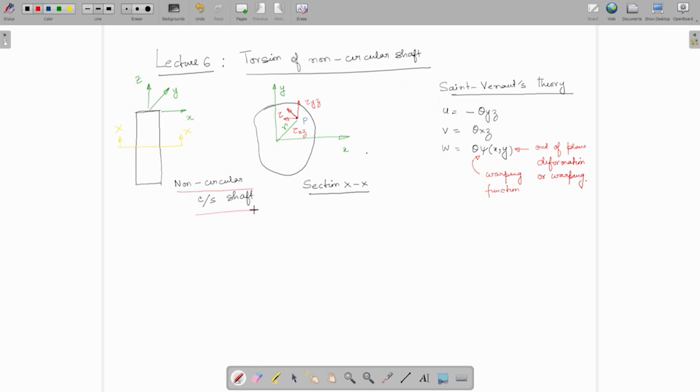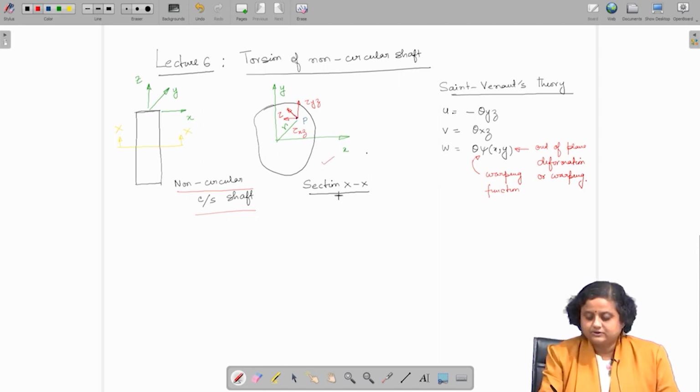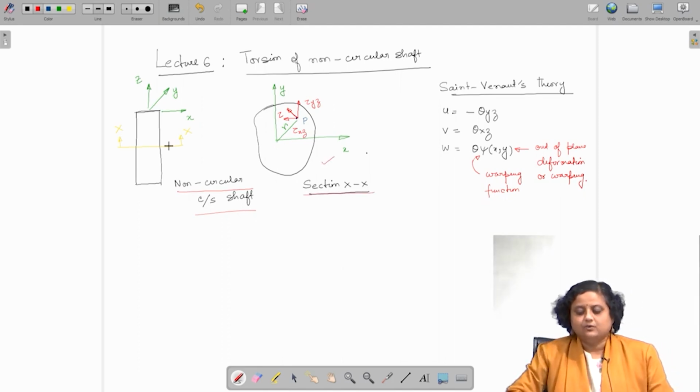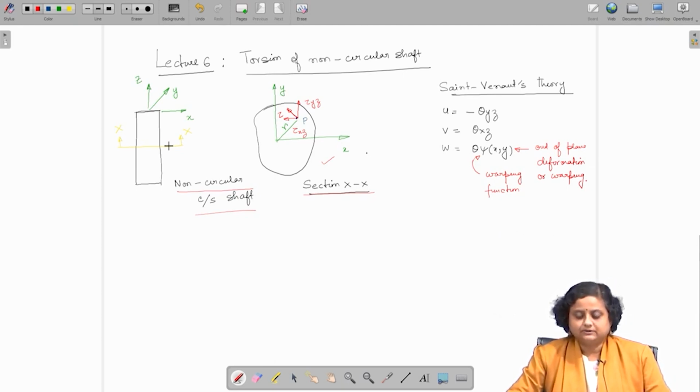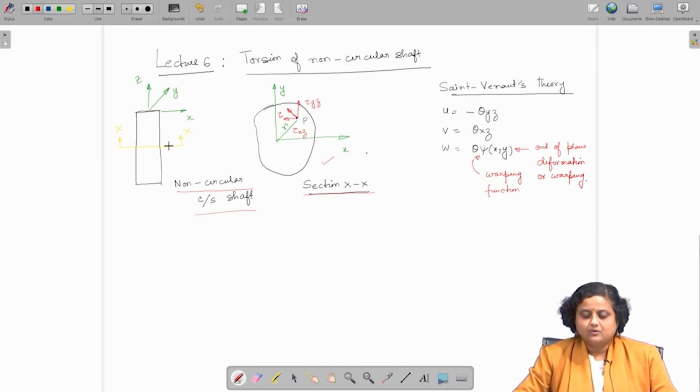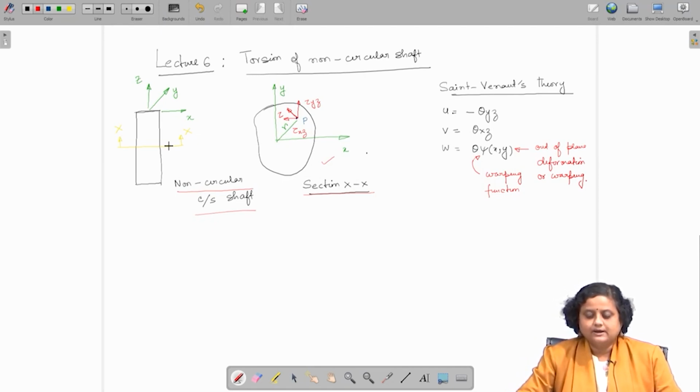So, this is the cross section, this is any arbitrary cross section XX of the shaft, which is non-circular in shape and can be any arbitrary shape, as I mentioned in the last class. So, similar to circular cross section shaft, this will also be in pure shear, where the shear stress tau is acting at any point P, and the shear stress can be resolved into two components in the Cartesian coordinate, that is tau xz and tau yz.